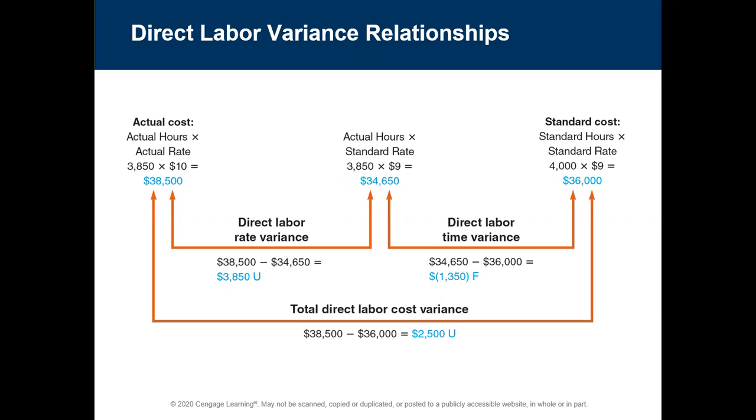So the difference between the actual cost and the actual hours times the standard rate is going to be the rate variance, right? Because the actual hours are the same. So it's going to be the difference in rate, or in other words, the difference in how much the labor cost us. And then the direct labor time variance is the difference between the actual hours times standard rate and the standard cost. So the thing that's different there is the actual hours from the standard hours. So that's what we're going to call time variance, meaning we spent more or less time than what the standard was doing it.